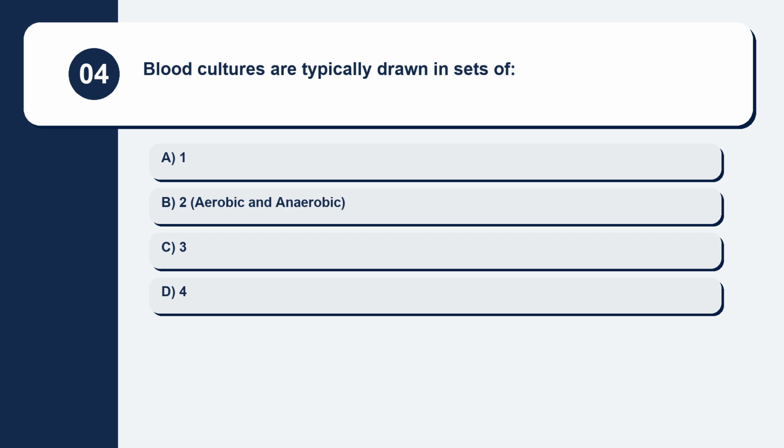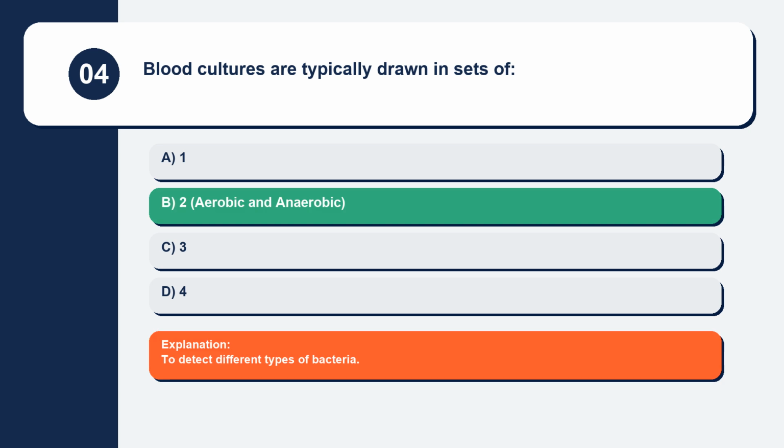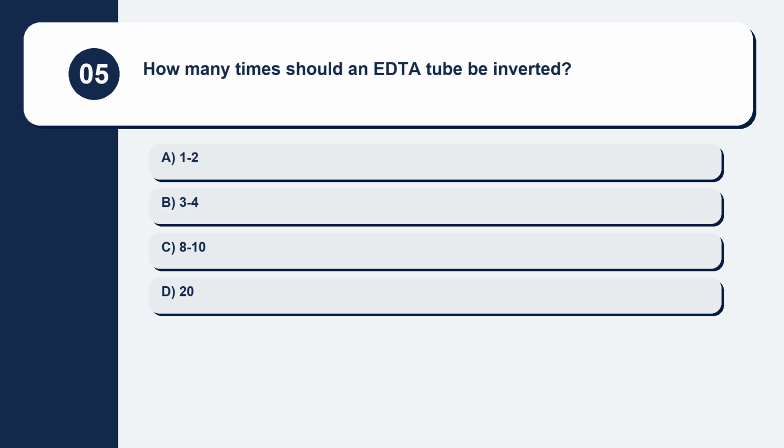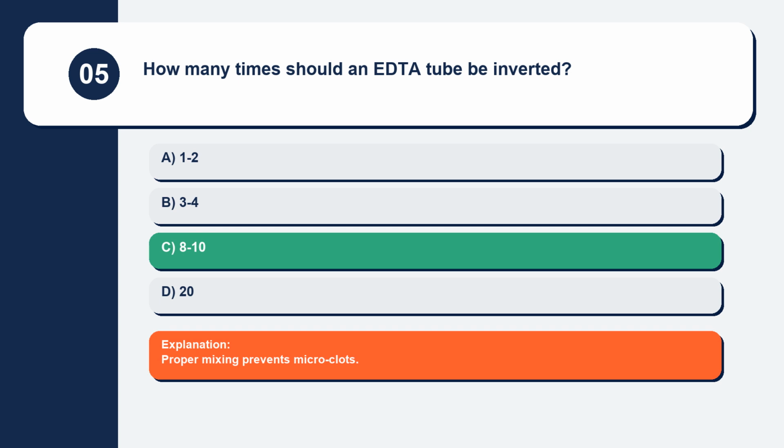Question 4. Blood cultures are typically drawn in sets of 1, 2 aerobic and anaerobic, 3, 4, to detect different types of bacteria. Question 5. How many times should an EDTA tube be inverted? 1-2, 3-4, 8-10, 20. Proper mixing prevents microclots.